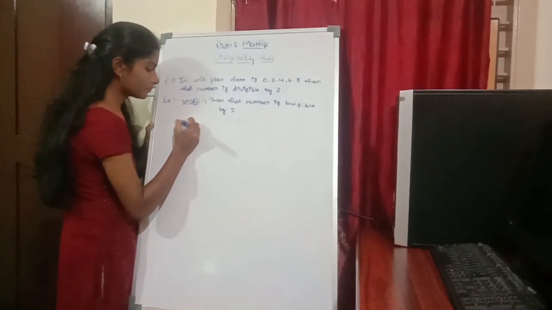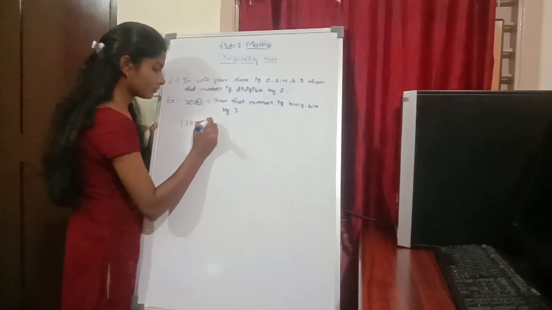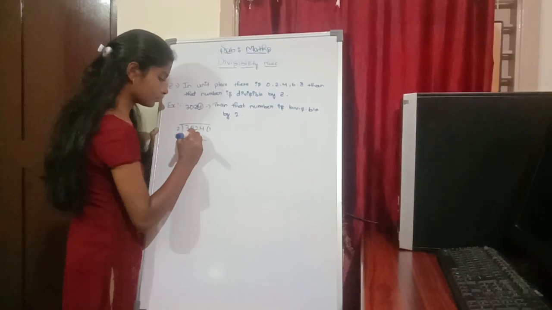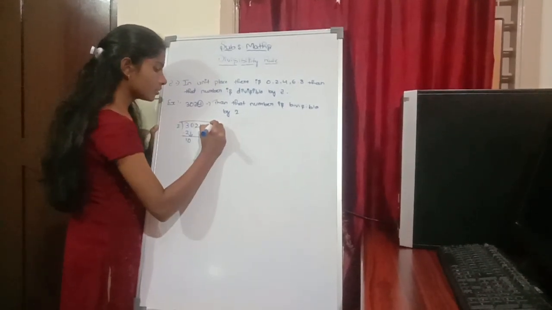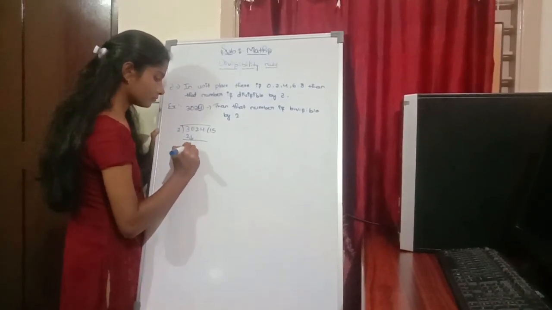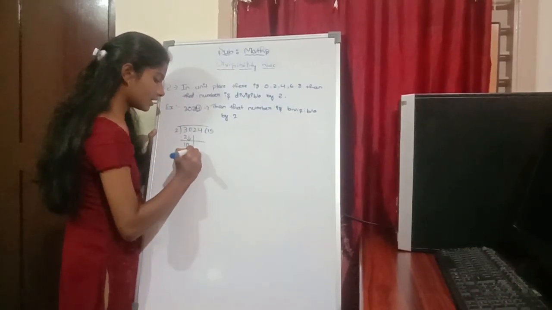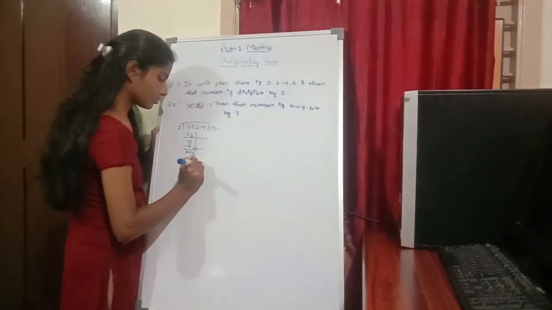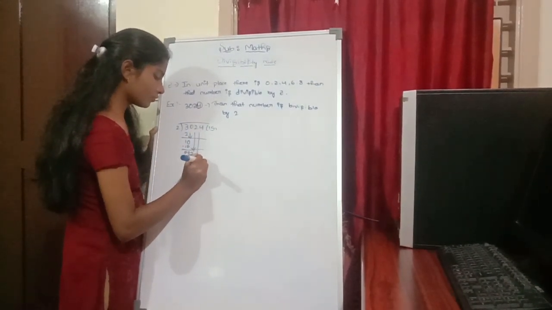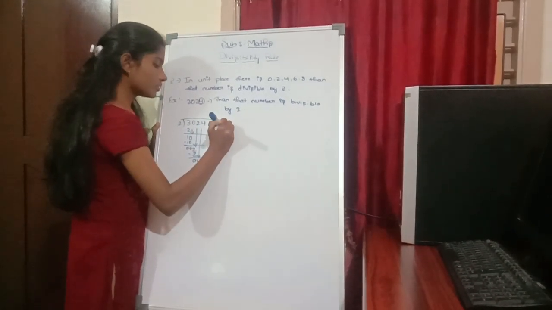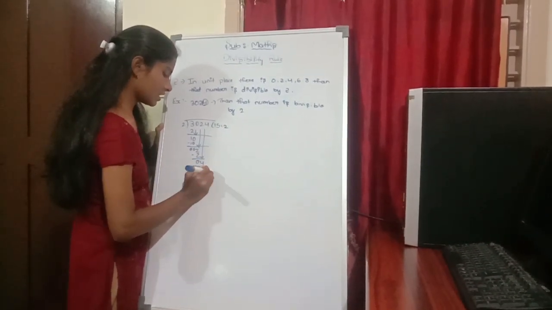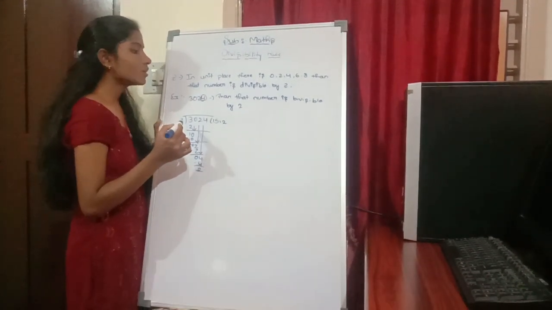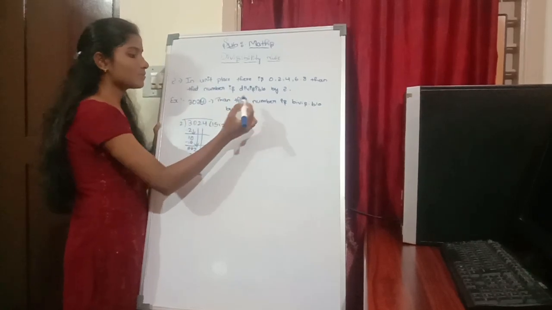Let's divide. 2 ones are 2. Let's bring down 0. 2 5s are 10. Let's bring down 2. 2 ones are 2. Let's bring down 4. 2 2s are 4. Here 3024 is completely divisible by 2. Then that number is divisible by 2.